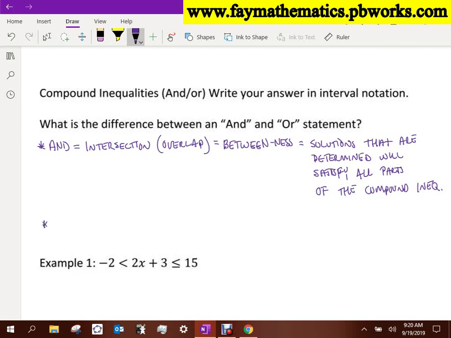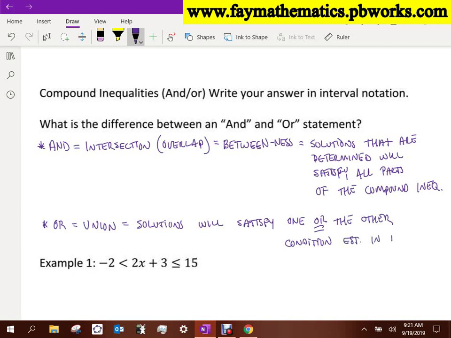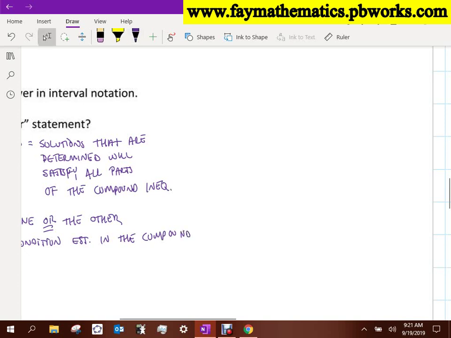Okay? The word or. Okay, remember the word union? Now, I don't have real great words like overlap or between for or. But our solutions will satisfy one or the other condition established in the compound inequality.